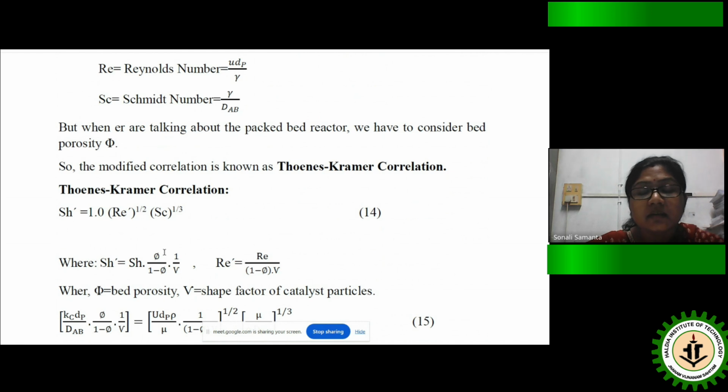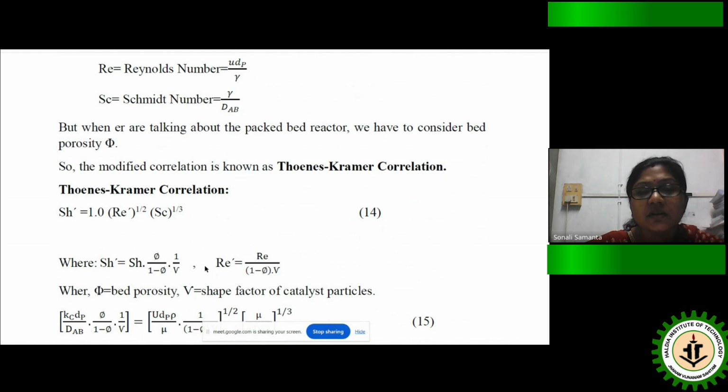So that can be found out from the volume of the particles divided by the total volume of the bed. That gives you the fraction that is occupied by the catalyst. So 1 minus that fraction occupied by the catalyst gives you the void fraction of the bed. So this is the phi, and this is the shape factor of the particle.